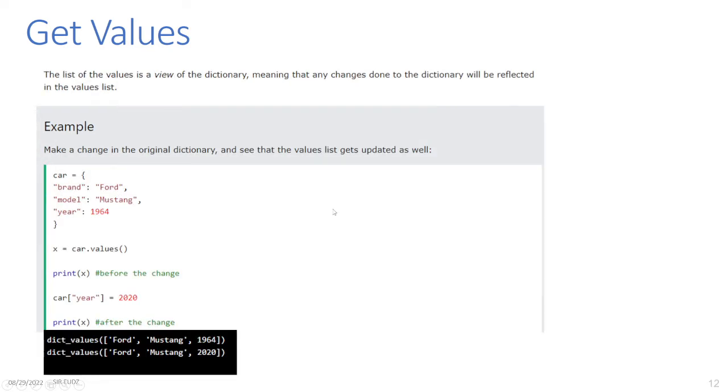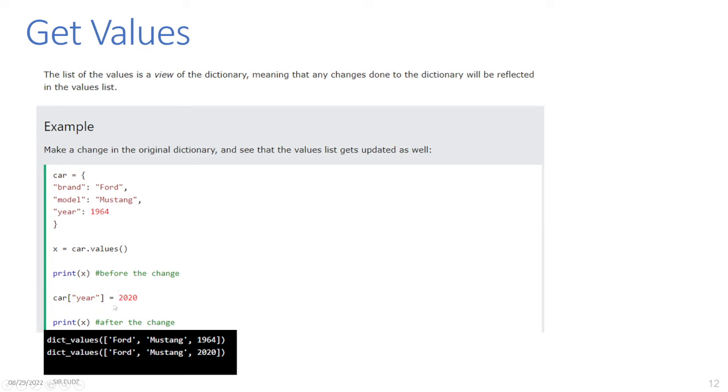Get values also. The list of the values is a view of the dictionary. So similar to that of the keys, meaning that any changes done on the dictionary will be reflected in the values list. So make a change in the original dictionary and see that the values list gets updated as well. So similar with the previous program. Car, brand, Ford, model, Mustang, year 1964. X equals car.values. If you print X, this will print Ford, Mustang, and 1964.